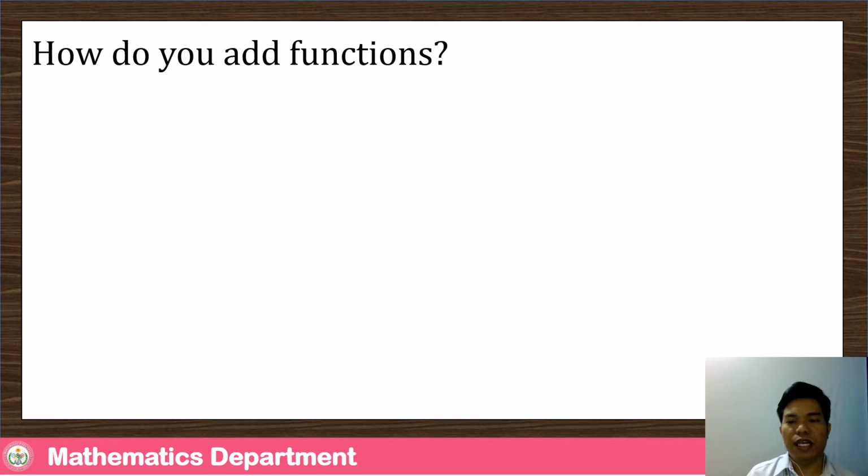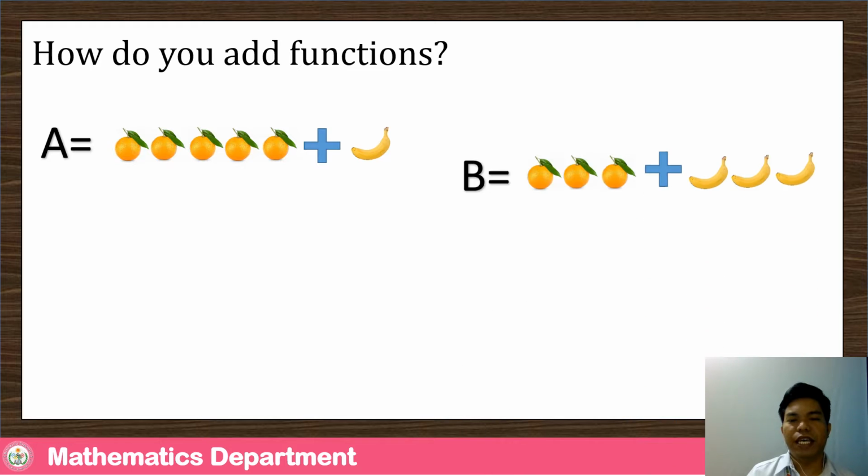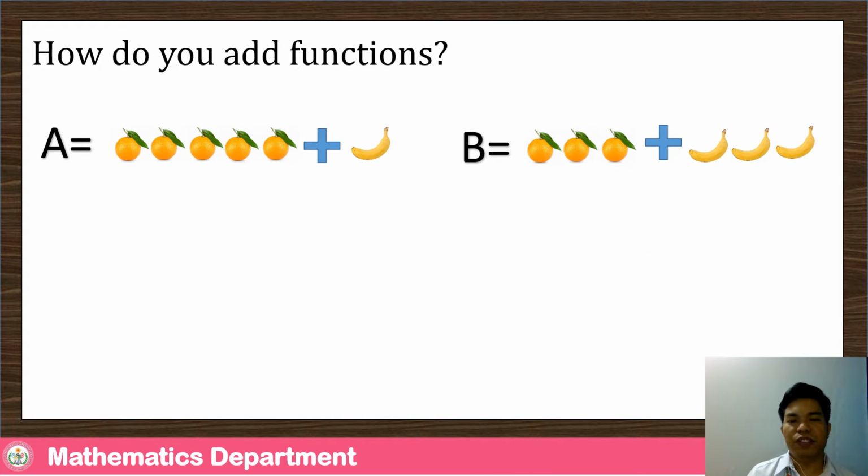So para ma-visualize natin kung paano ba tayo mag-a-add ng functions, suppose meron tayo ditong set A na merong mga elements na 5 oranges and 1 banana, and then we also have another set here which contains 3 oranges and 3 bananas. So pag kinuha natin yung sum ng dalawang sets na ito, say we are looking for A plus B, so alam naman natin na dito sa ating given, meron tayong 5 oranges para sa ating first set. Sa ating namang second set ay meron tayong 3 oranges.